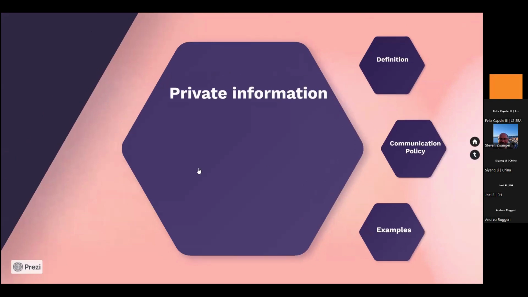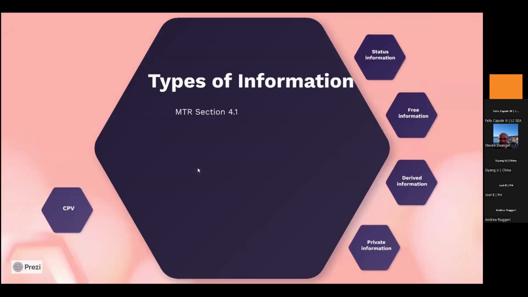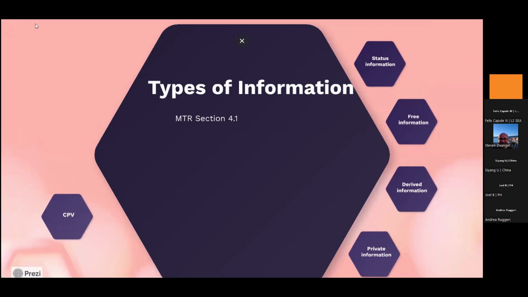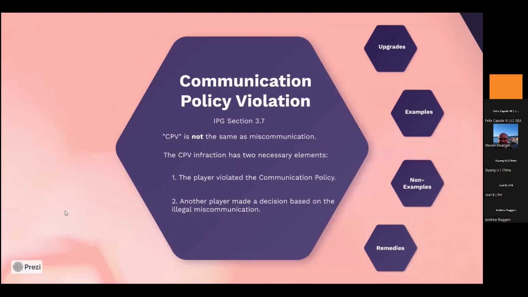Now, I mentioned that all these aspects of policy apply at any rules enforcement level, keeping in mind that at regular, derived information becomes free information. But there is one consequence of the types of information policy that does only come into effect at competitive and professional rules enforcement level, and this is the infraction communication policy violation. This only exists at competitive and professional REL, it doesn't exist at regular REL.